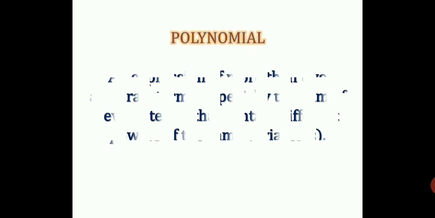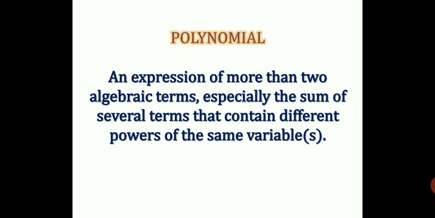You know about polynomials. What is a polynomial? It is an algebraic expression with more than two algebraic terms. What are terms? Terms are combinations of coefficients and variables. So these are polynomials: x minus 3 and x square plus 2x plus 3.